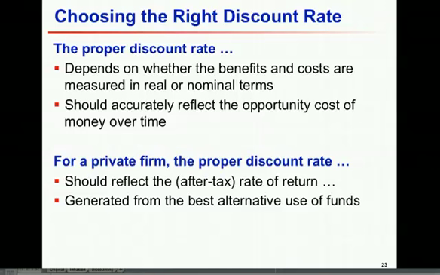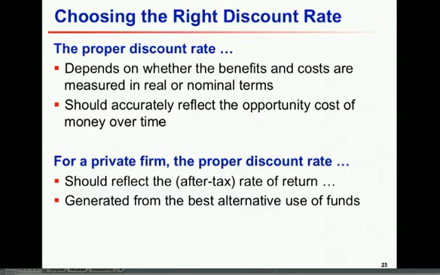Well, first of all, the proper discount rate in general will depend on whether the benefits and costs are measured in real or nominal terms. If they're in nominal terms, then you haven't adjusted for inflation, so your discount rate has to include an inflation adjustment as well. So if you have things in nominal terms, you're going to have a higher discount rate because you've got to adjust for inflation and the opportunity cost of money. But if they're in real terms, you will use a real discount rate as opposed to a nominal discount rate, because the numbers are already adjusted for inflation. And of course, ultimately the proper discount rate is always whichever discount rate accurately reflects the opportunity cost of money over time.